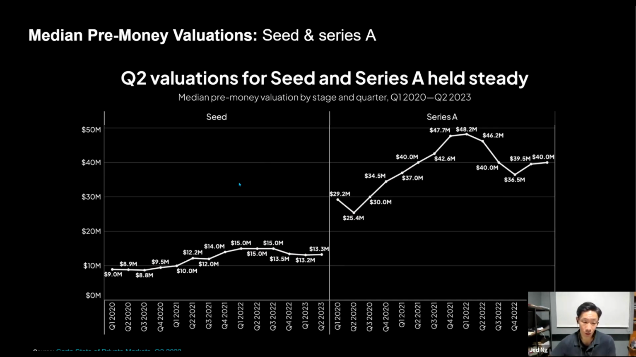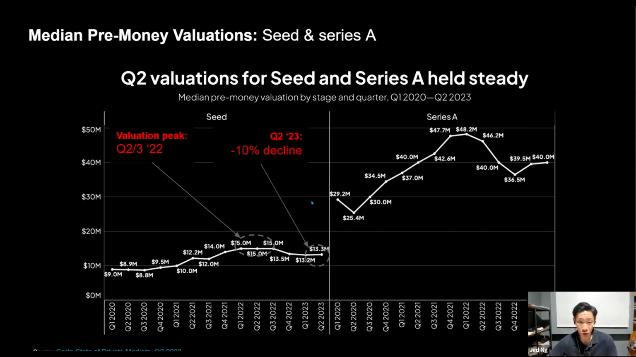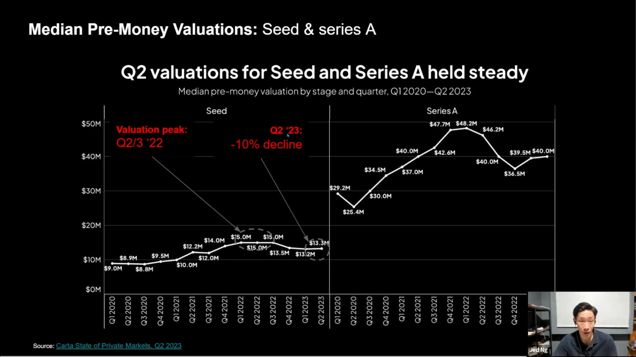What we are looking at here is quarter by quarter from Q1 of 2020 up to Q2 of 2023. And this shows median pre-money valuations for different stages. On the left here, you have seed stage companies, and on the right, Series A. When you look at this data, what are our takeaways? It tells us that at seed stage, the valuation peak was in Q2 or Q3 of 2022. And as of Q2 2023, which is the last update of this chart, we saw a 10% decline in median valuations to $13 million.